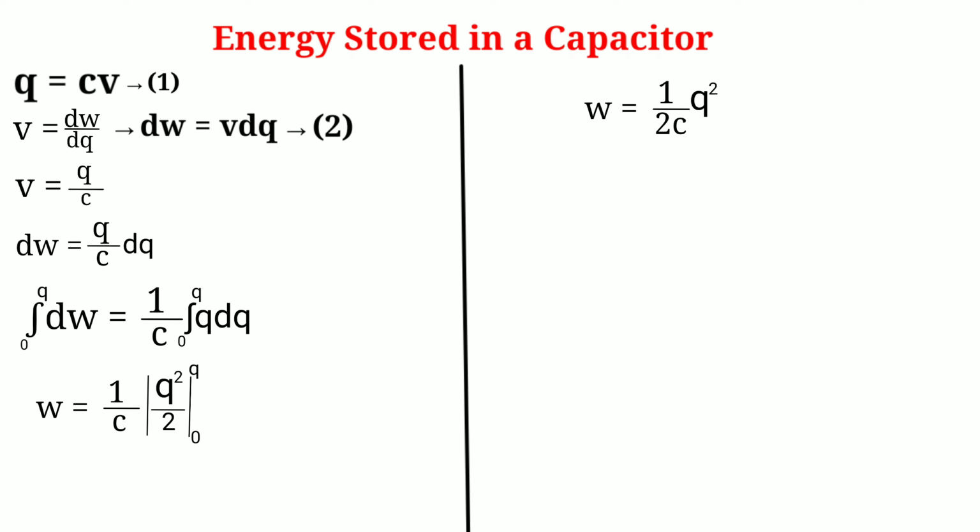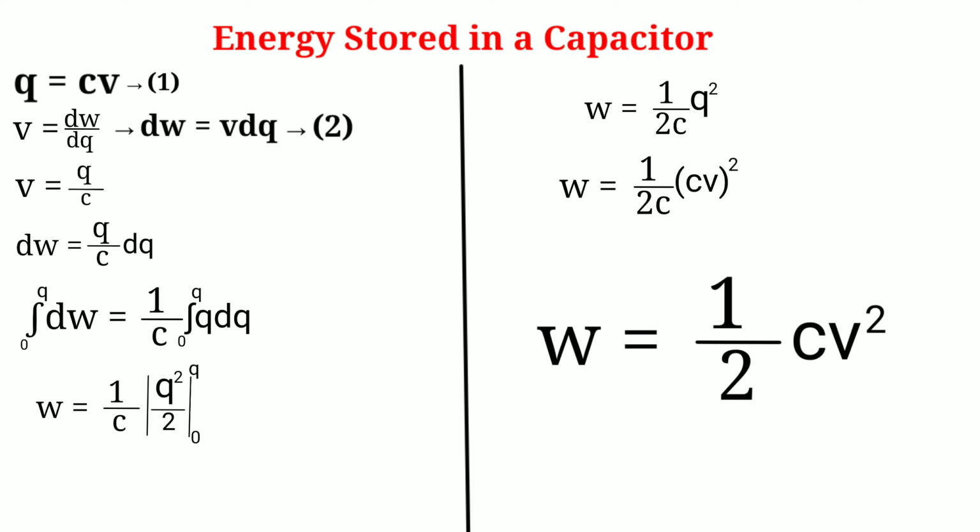Now, from equation 1, substitute the Q value in this equation. So, W = 1/(2C) into (CV)². After further simplifying this equation, we get the value of W = 1/2 CV². So, this is the expression for energy stored in a capacitor.